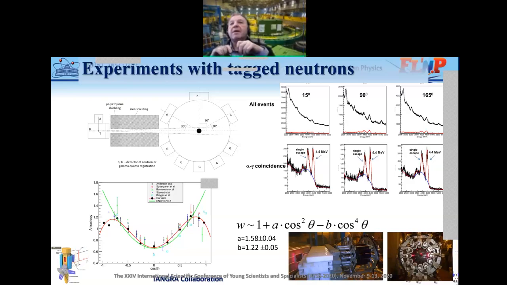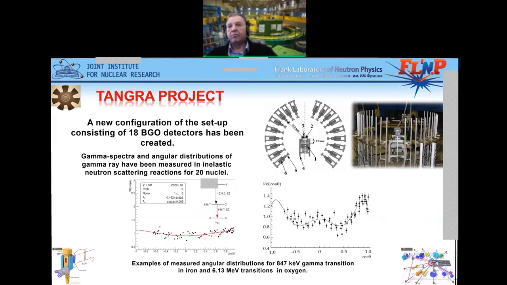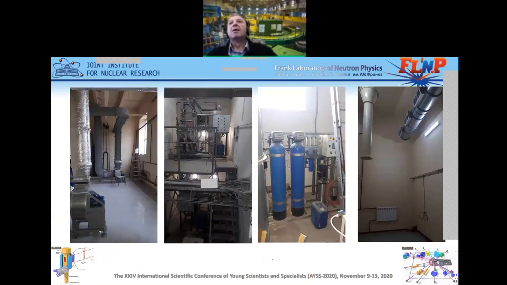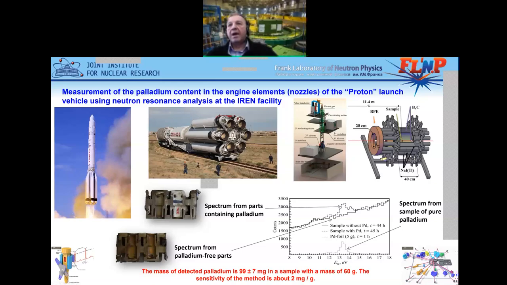We are using these methods to measure the angular distribution of secondary gamma rays from inelastic scattering of fast neutrons on different nuclei. And this is the TANGRA project, which has been effectively realized in our laboratory for several years. We are using our IREN facility and the resonance structure of the cross-section for such exotic research as is demonstrated here.